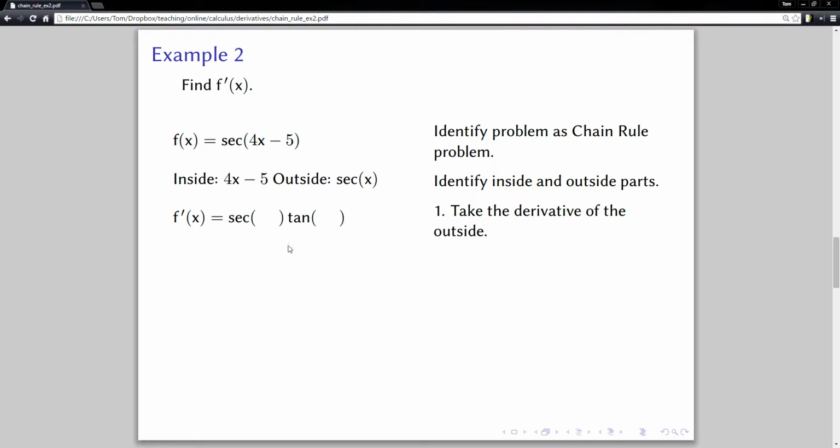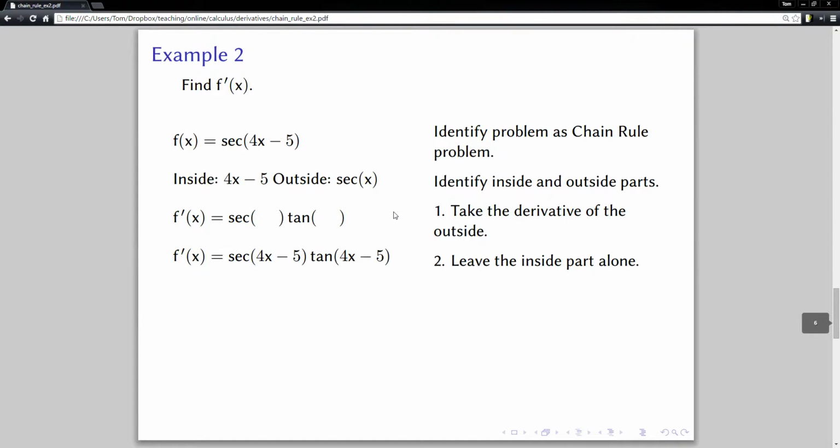Okay, so I left a little spot here open, blanks in there where the x's would be, because the second step of the chain rule says leave the inside part alone. In other words, everywhere where you would have an x in the derivative of secant x, you would put the inside part here. So I have secant of 4x minus 5, tangent of 4x minus 5.